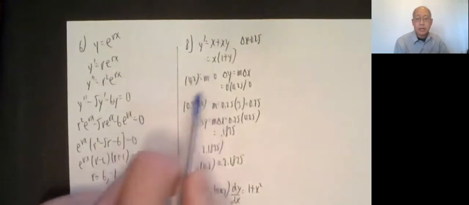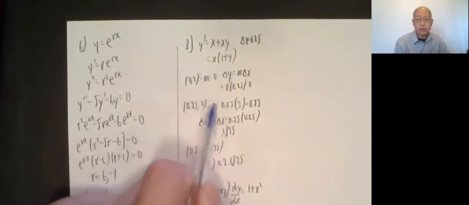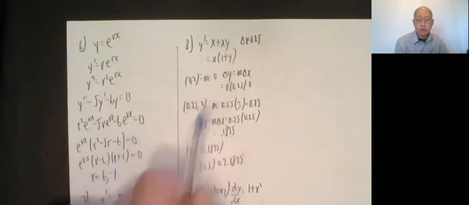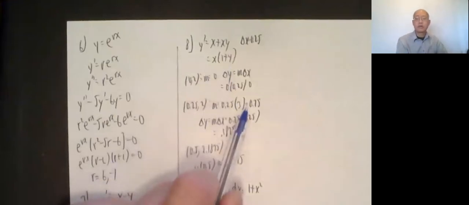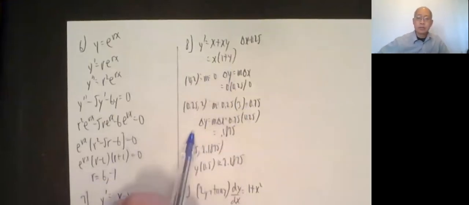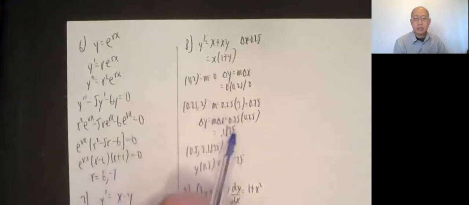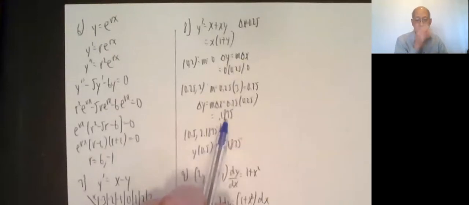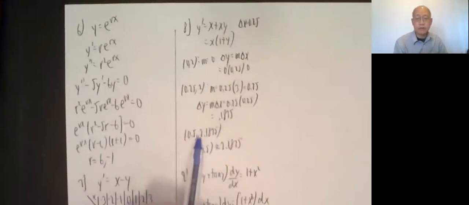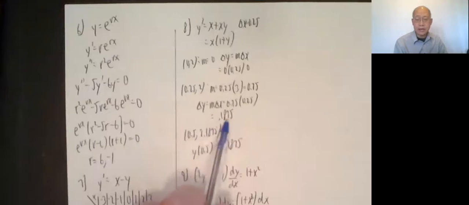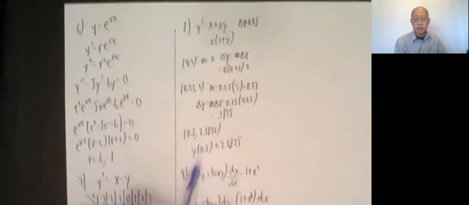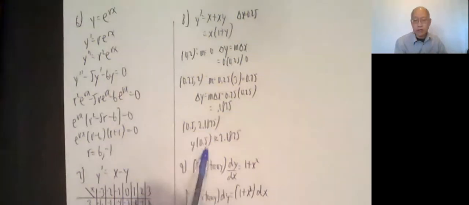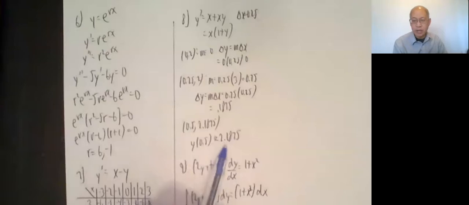Slope is x times 1 plus y. So 0.25 times 2 plus 1, which is 3. So the slope is 0.75. Delta y is m delta x. So 0.75 times 0.25, 0.1875. Okay, so the new point is x equals 0.5, y equals 2 plus that, 2.1875. So our estimate of y of 0.5 is approximately 2.1875.